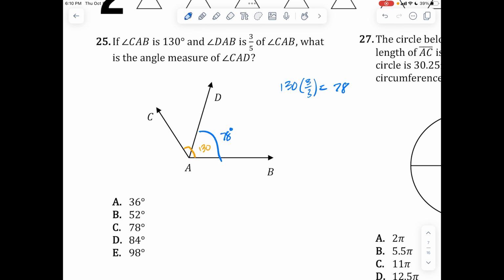Okay, so DAB is 78 degrees. What is the angle measure of CAD? So CAD is just going to be right here. It's really just whatever's left. So 130 minus 78 is going to give you what's left, right? And that is going to be equal to 52. Quite simple. It's just a matter of this angle plus this one equals the total.